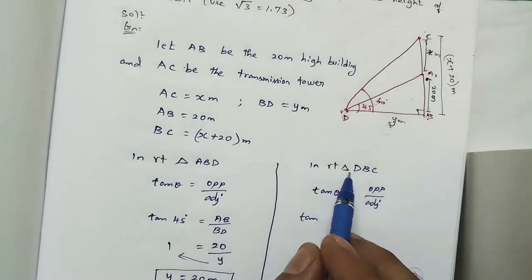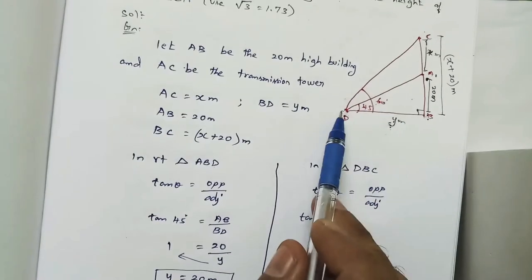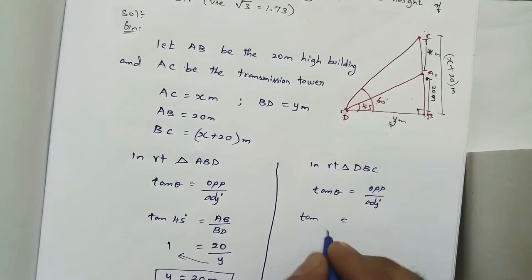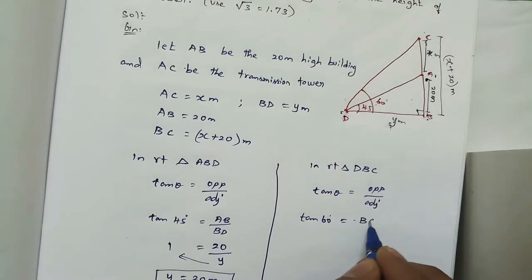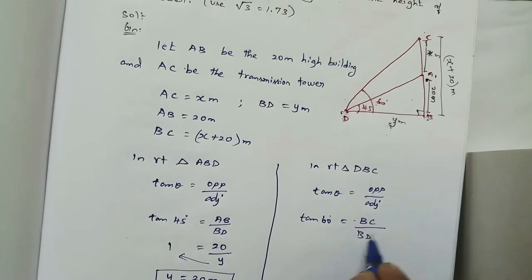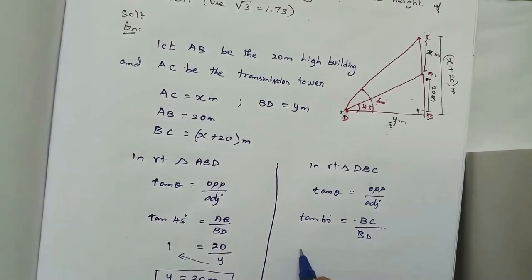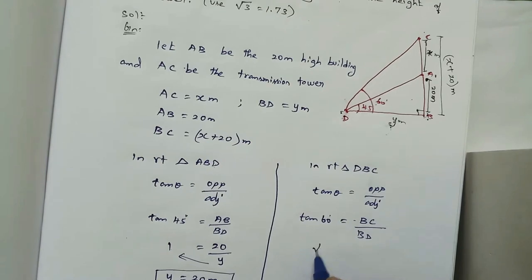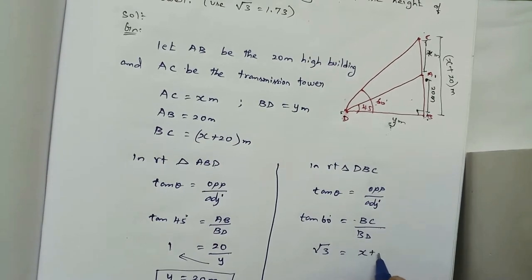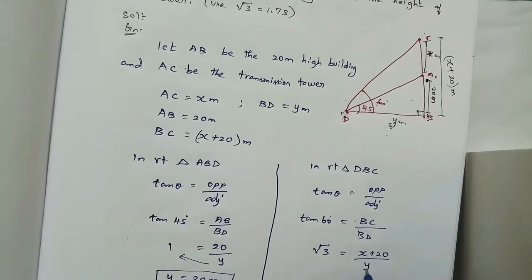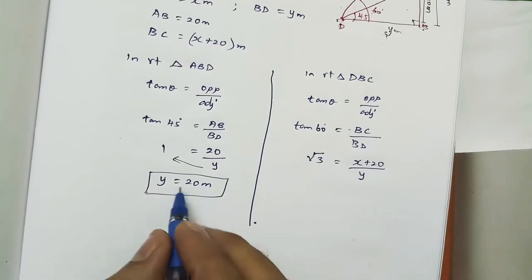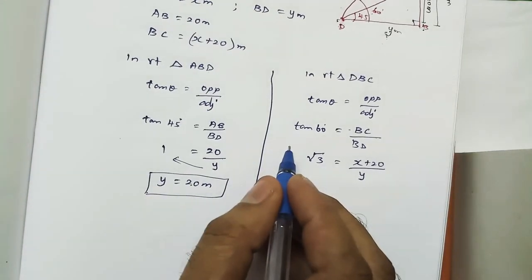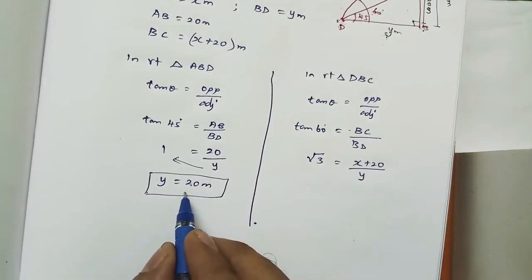What is theta in triangle DBC? 60 degree. So tan 60 degree is equal to the opposite side, BC, divided by BD. What is the value of tan 60? Root 3 is equal to BC, which is x plus 20, divided by Y. Now just take Y to the LHS. Already we know the value of Y. Substitute, no problem. Y is equal to 20 meter.